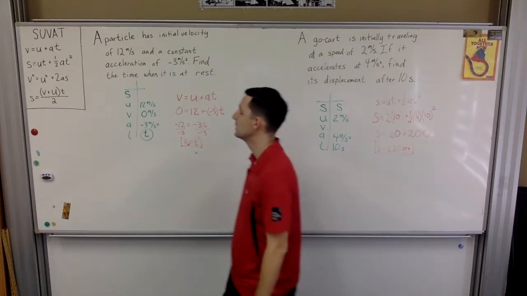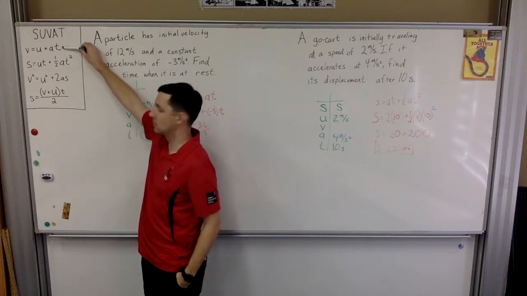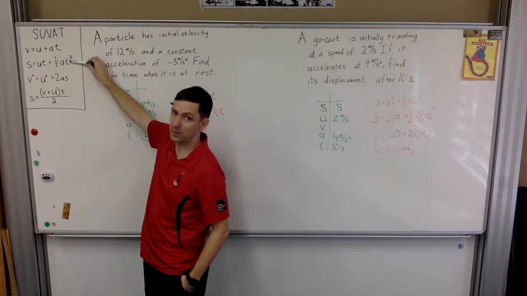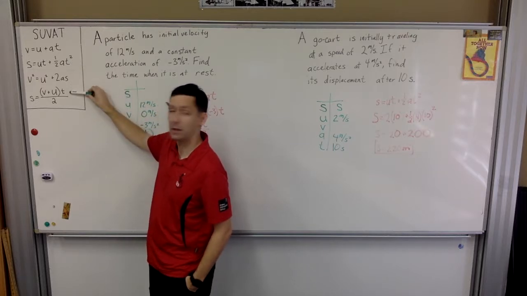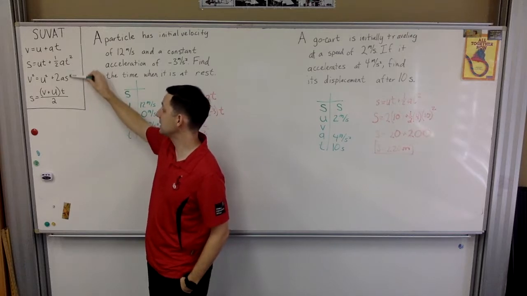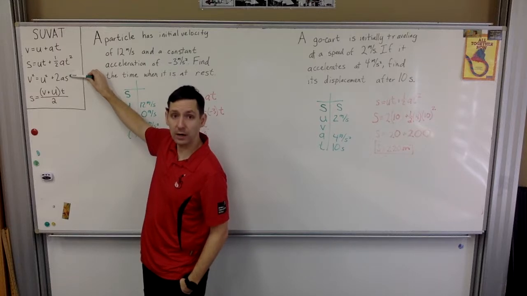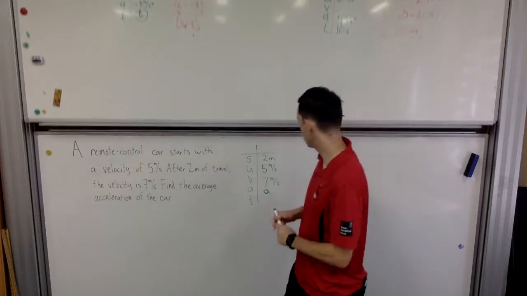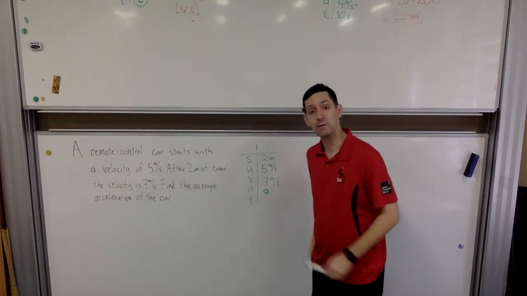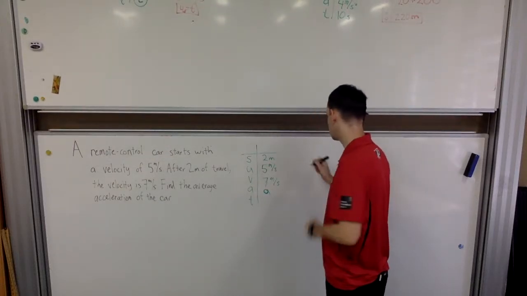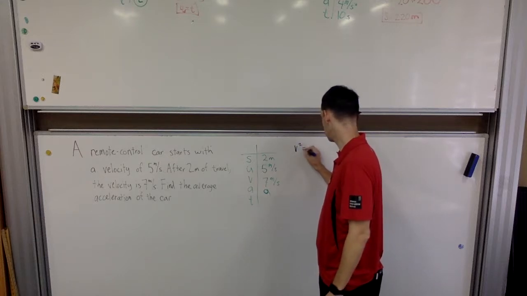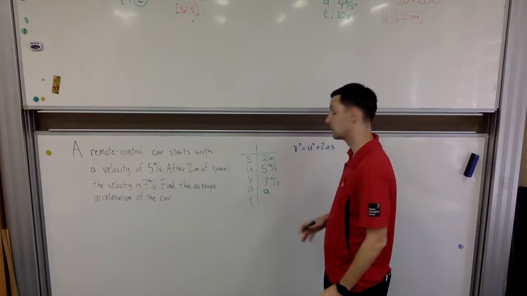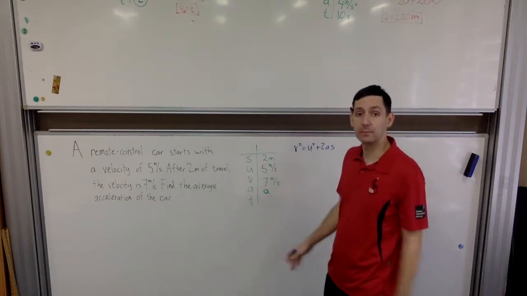Here are my equations. This one has time, I don't really want that one. This one has time, I don't really want that one. This one has time, I don't really want that one. So that leaves me with this one: V squared equals U squared plus 2AS. From here, you can throw your numbers in.